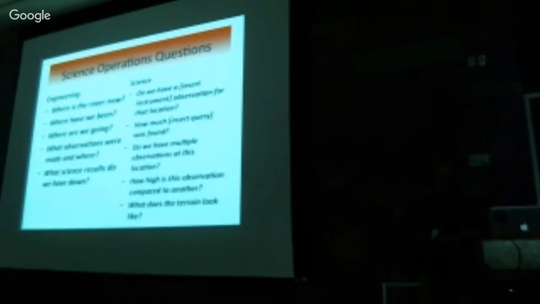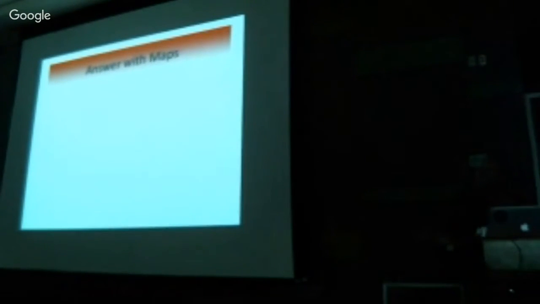Or science will say, what observations do we have for this location? What instrument? How much of this oxide was found? What science results are done? How many observations do we have? So these are all typical questions people ask during the mission for the MSL rover. How do you answer those questions? Well, usually you make a map, right?